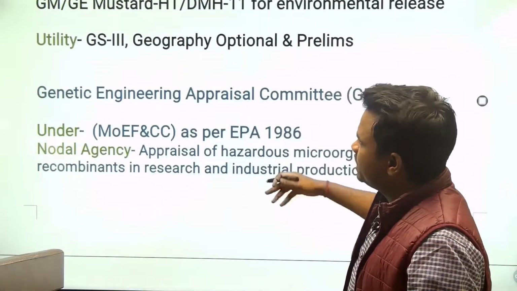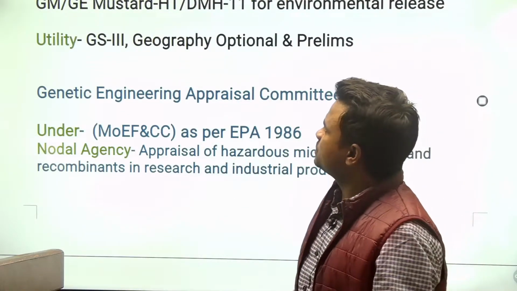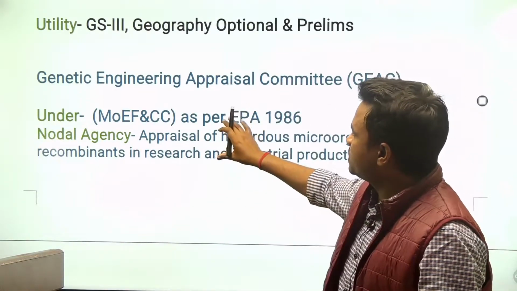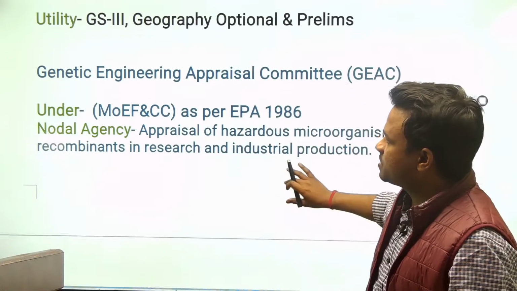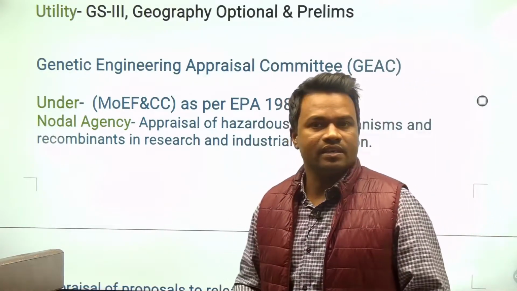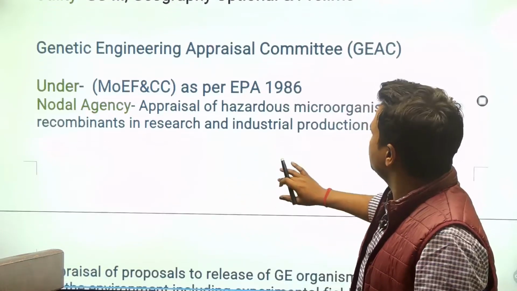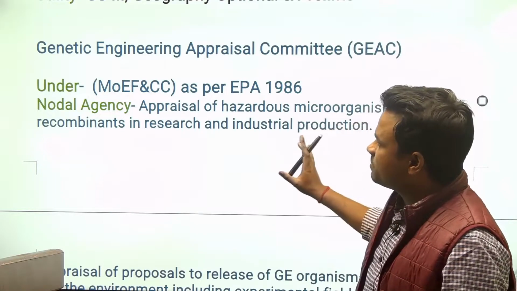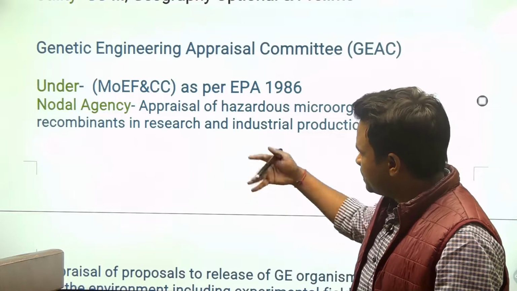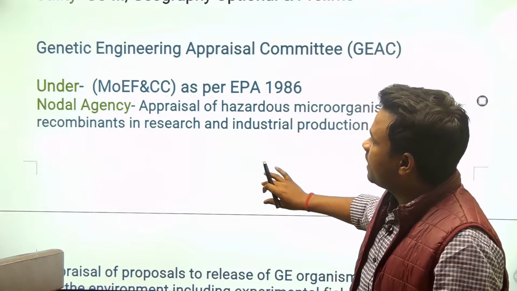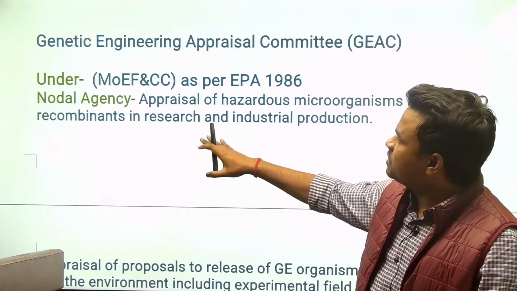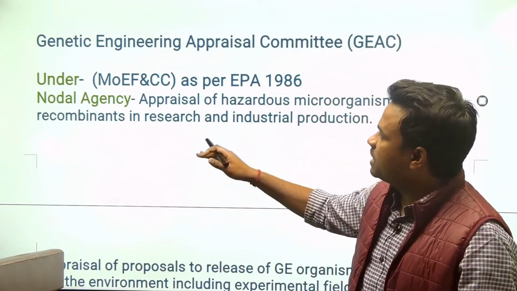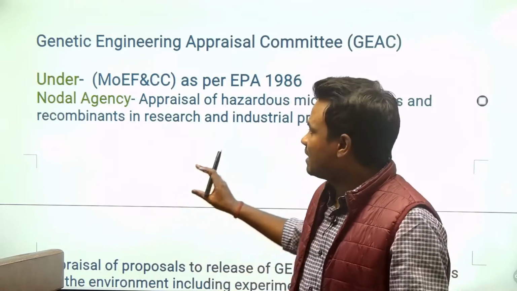Before getting into the mustard variety's every nitty-gritty, we need to understand the GEAC. This is one of the nodal agencies that approves the trials of hazardous microorganisms or recombinants, particularly for research or industrial use. This body came into existence under the Environment Protection Act 1986 and works under the Ministry of Environment, Forest and Climate Change.